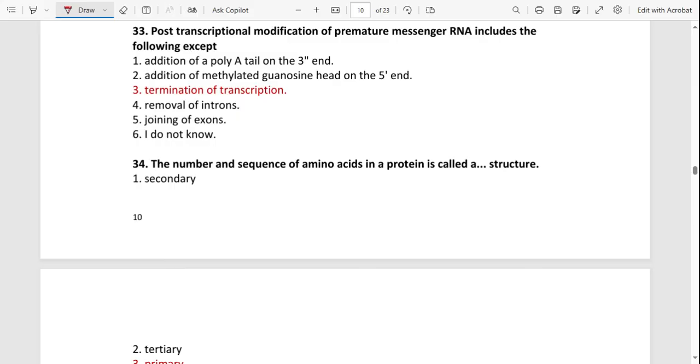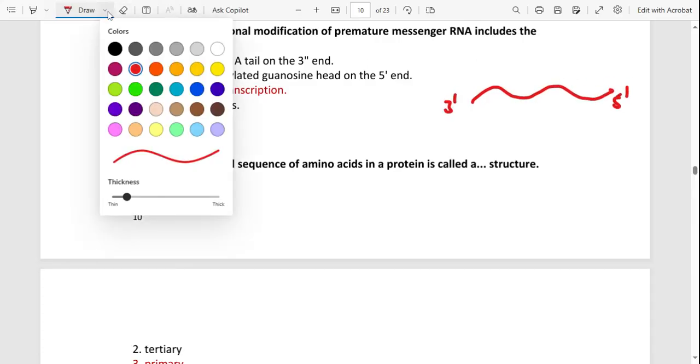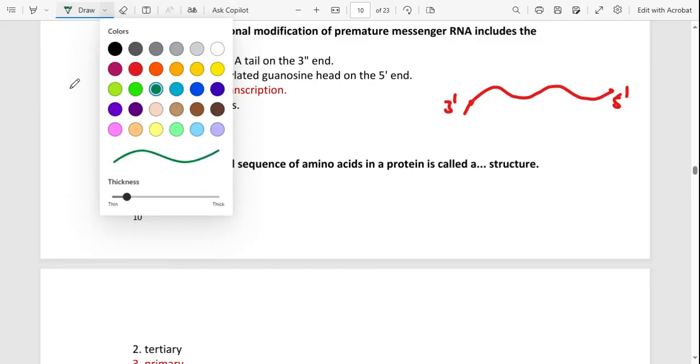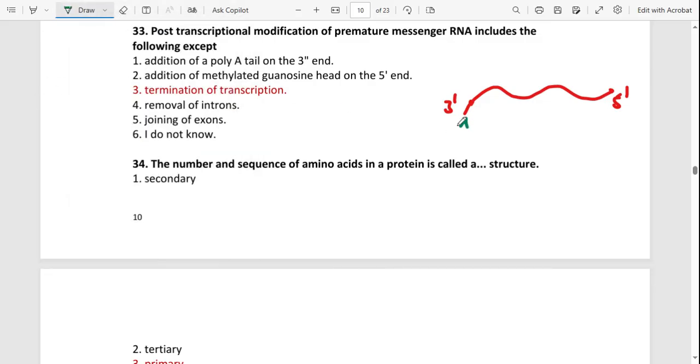Post-transcription modification of premature messenger RNA includes the following except. So when our RNA has been made and we want to modify it after transcription, it has got the 3' end and the 5' end. On the 3' end we are going to be adding a lot of adenines. So I've got adenine, adenine. We call this a poly A tail. So addition of poly A tail, and that's at the 3' end.